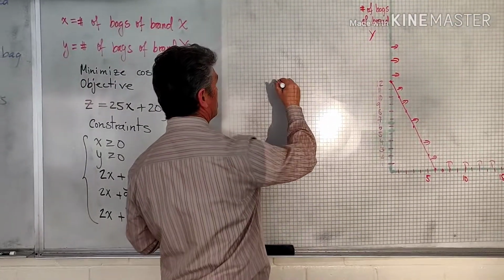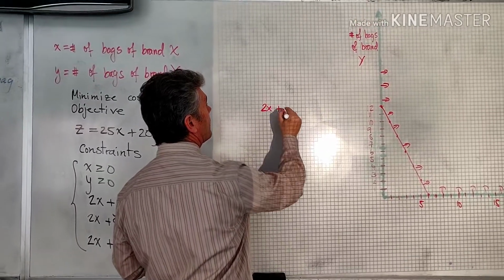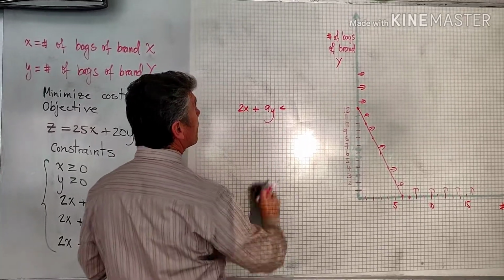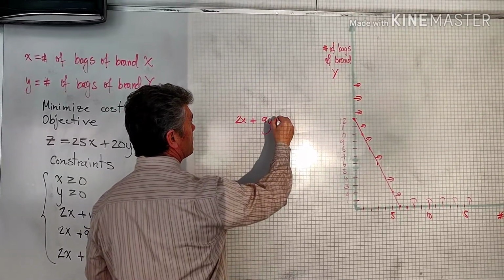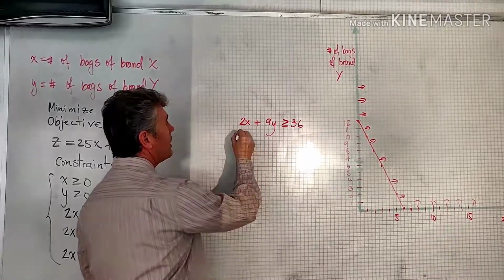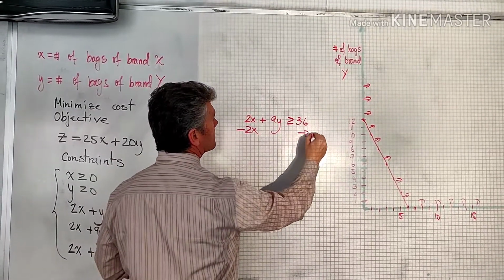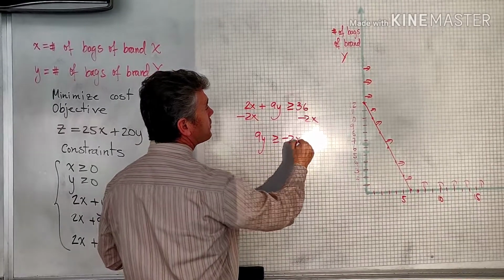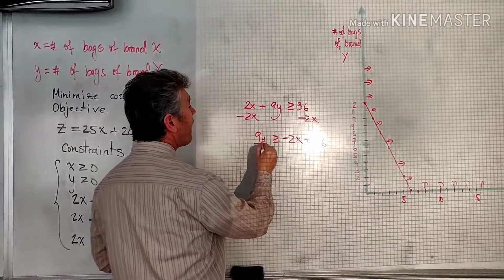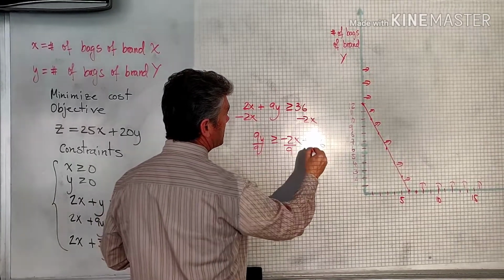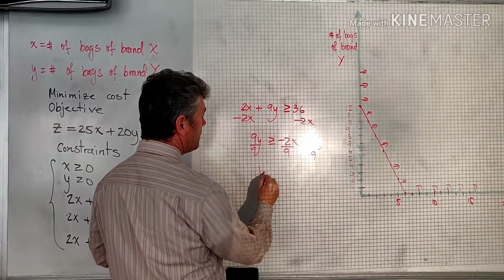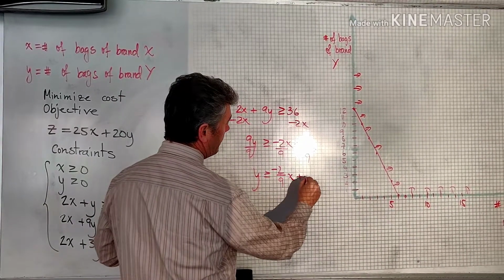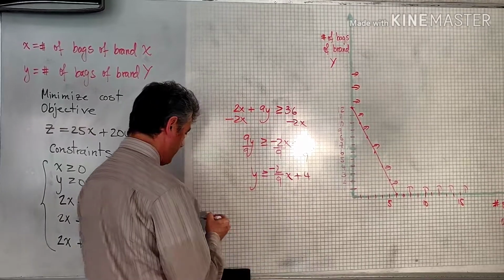2x plus 9y is greater than or equal to 36. Subtract 2x from both sides. 9y is greater than or equal to negative 2x plus 36. Divide by 9 on both sides. y is greater than or equal to negative 2 over 9 x plus 4.